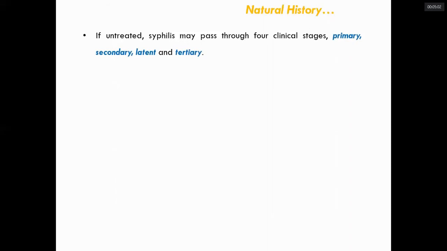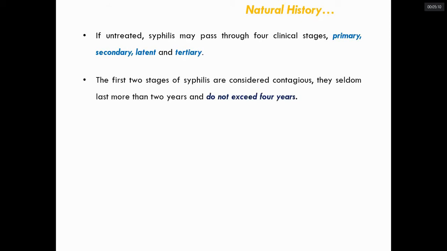In the natural history, there are 4 stages of syphilis: primary, secondary, latent, and tertiary syphilis. And the first 2 stages, primary and secondary syphilis, are contagious, right? And they do not last more than 2 years. But latency may last from 5 to 50 years.